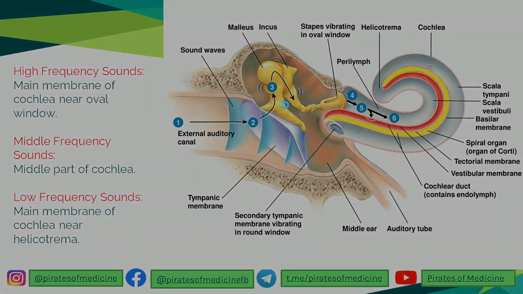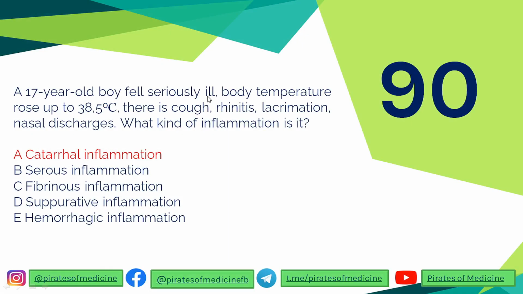Yes, good. So the 90th is that a 17-year-old boy fell seriously ill, body temperature rose to 38.5 degrees. Note that there is cough, rhinitis, lacrimation and nasal discharges. What kind of inflammation is it? So this is a pathomorphology question.